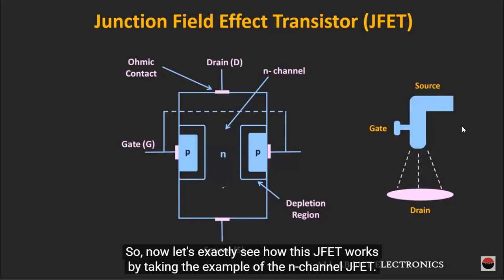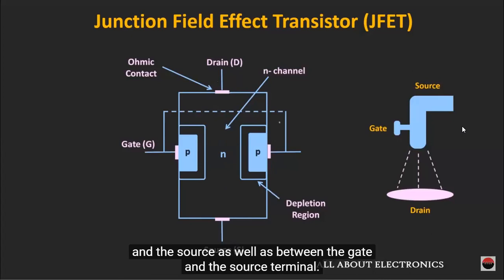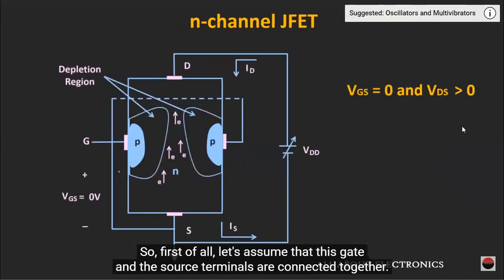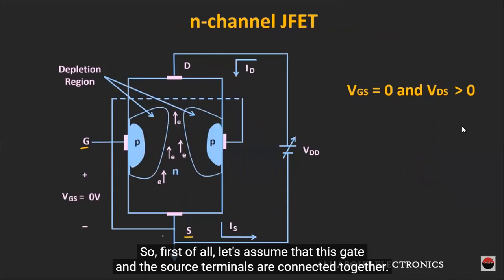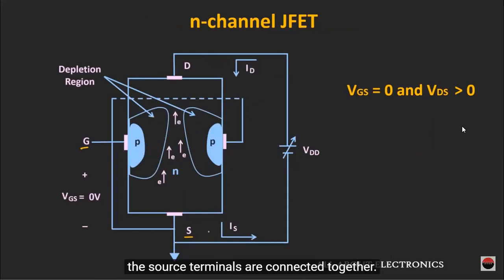So now let's exactly see how this JFET works by taking the example of this N-channel JFET. And let's also see what should be the exact polarity of the voltages between this drain and the source, as well as between the gate and the source terminal. So first of all, let us assume that this gate and the source terminals are connected together. So as you can see over here, the source terminal is connected to the ground, and the gate and the source terminals are connected together.